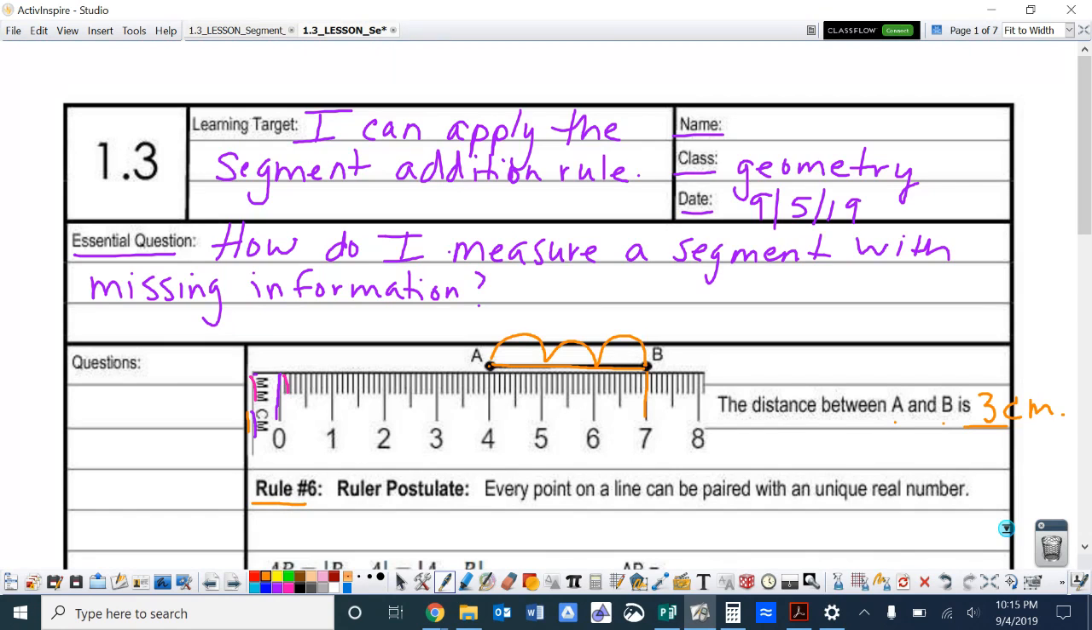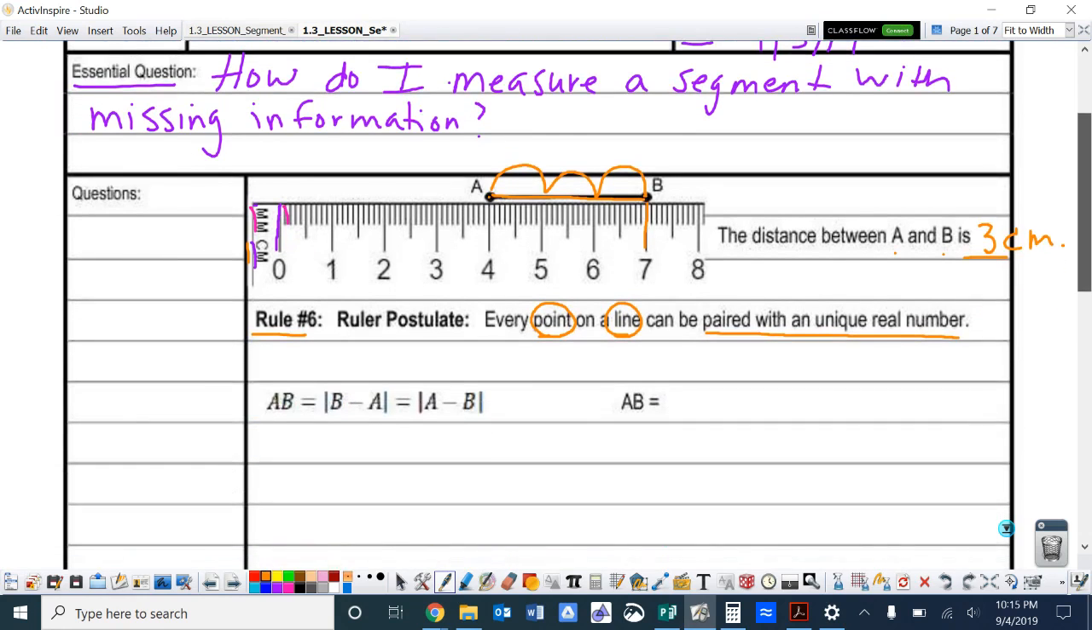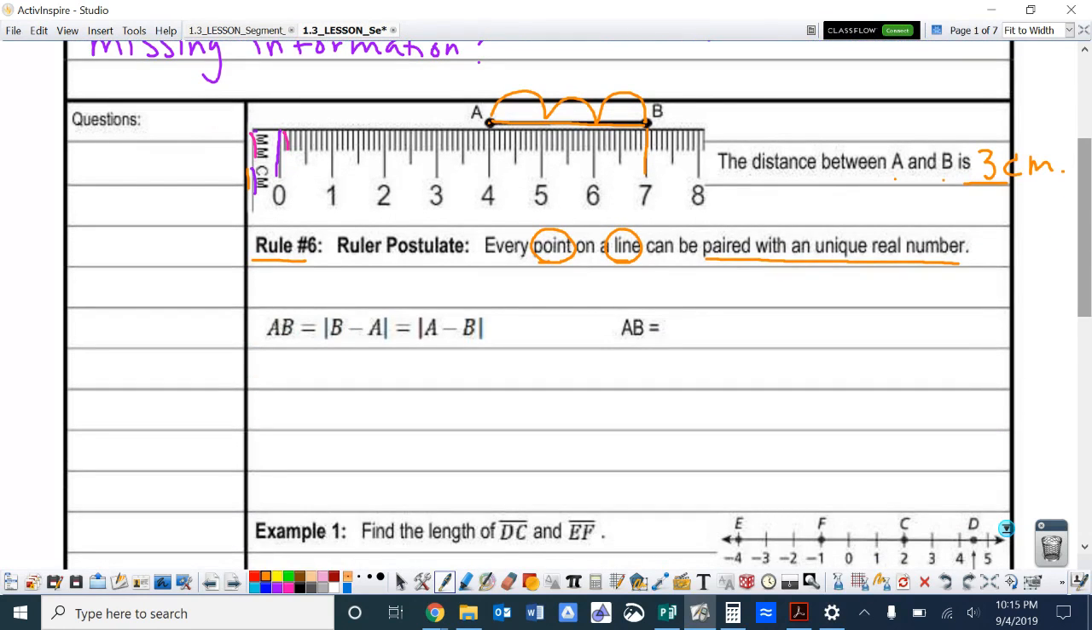What we just did is one of our rules. Rule number 6 is also known as the ruler postulate, which says every point on a line can be paired with a unique real number. Great. And really what's happening there is we can eyeball the length just like we did. But if we know that A is 4 and B is 7, we can subtract the range.